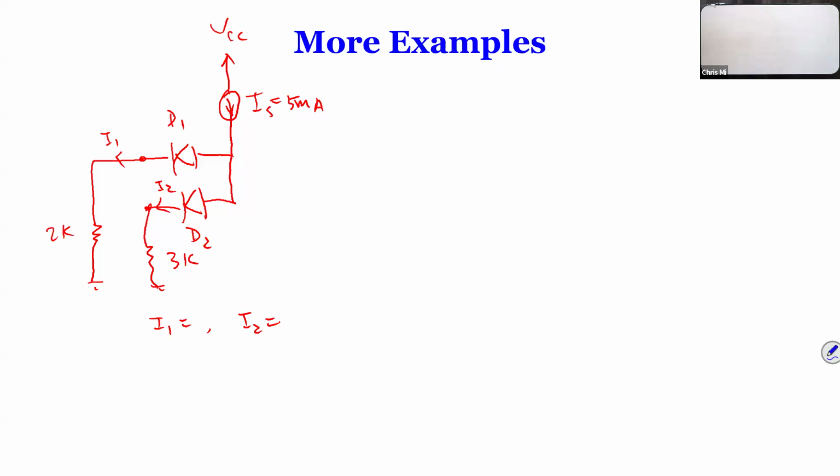So I1 is going to be 3 milliamps, and I2 is going to be 2 milliamps, and the voltage over here is going to be 6 volts. I said 5 volts, that's wrong, so 6 volts. So you got the same voltage, 6 volts, which is good. So this is how you connect these diodes.